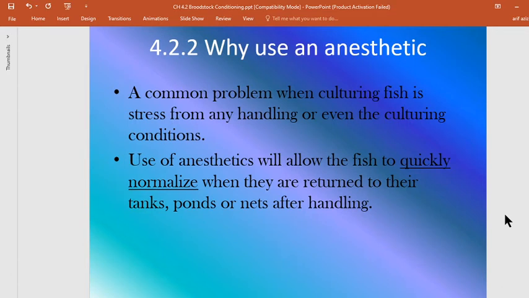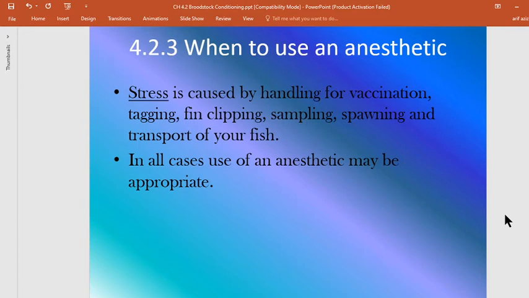A common problem when culturing fish is stress from handling or even the culturing condition. Use of anesthetic will allow the fish to quickly normalize when they are returned to their tank, spawn or net after handling. Stress normally is caused by handling for vaccination, tagging, fin clipping, sampling, spawning, and also during transportation. In all cases, use of an anesthetic may be appropriate.